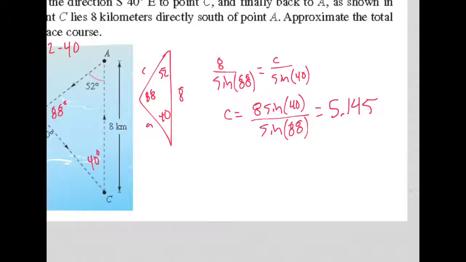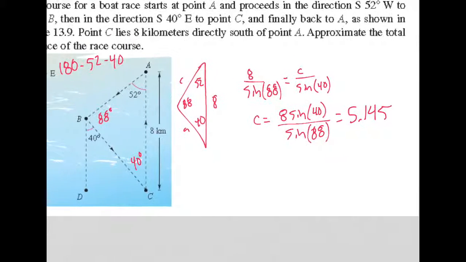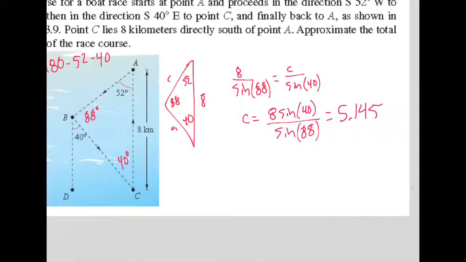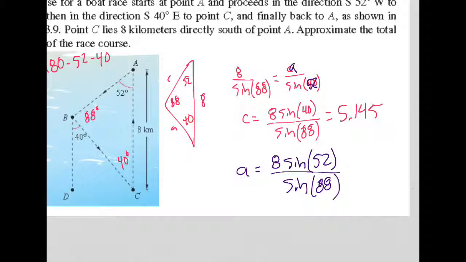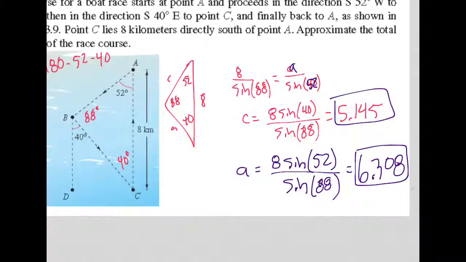We get 5.145, and now we need to find that side A. Imagine how this proportion would change. 8 over sine of 88 equals C over sine of 40. Well, instead of C over sine of 40, it's going to be A over the sine of that angle, which is 52. And so then, this equation is just going to be A equals 8 sine of 52 over the sine of 88. Notice the only thing that changed was, instead of doing the sine of 40, we're doing the sine of 52. That's pretty cool and pretty straightforward. So plug that one in to get 6.308.